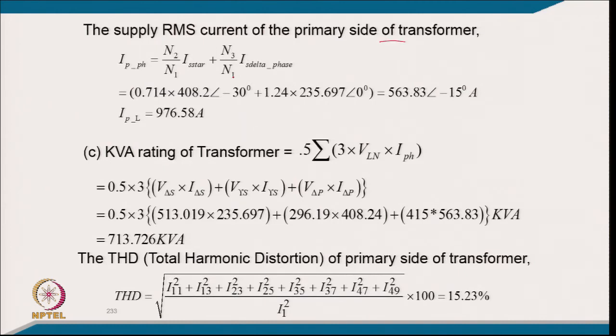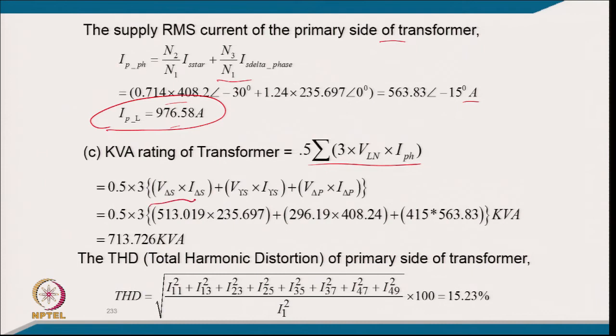Now, from this you can find out the primary current magnitude from the secondary current, which is known to you. For the kVA rating you have to include all the voltage and current of each winding with a factor of half, because even in a normal transformer you take either primary or secondary, but here we take the relation of half of the volt ampere for all the windings.